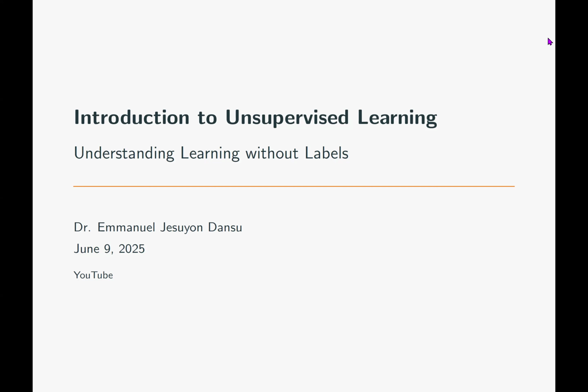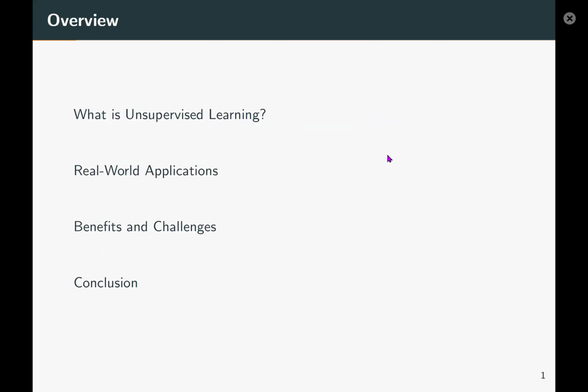In this video, we start with unsupervised learning with an introduction, and it's about understanding learning without labels. Just like I said previously, supervised learning involves data with labels, where you have features and targets and things like that. But for unsupervised learning, you're working with data without labels per se. Having said that, we'll be looking at what unsupervised learning is, some real world applications, its benefits and challenges, and then the conclusion.